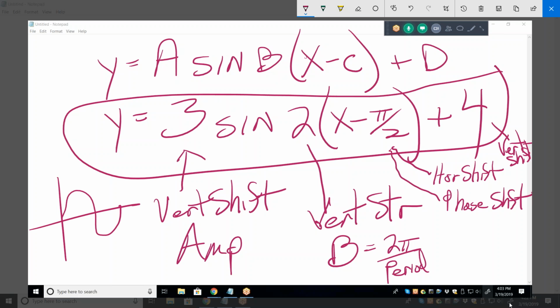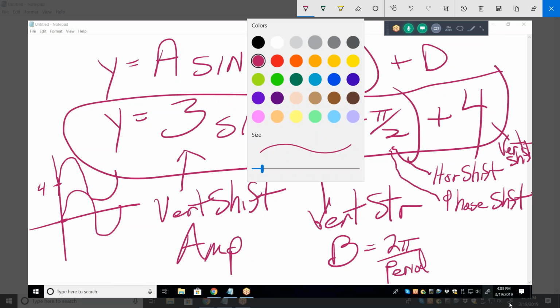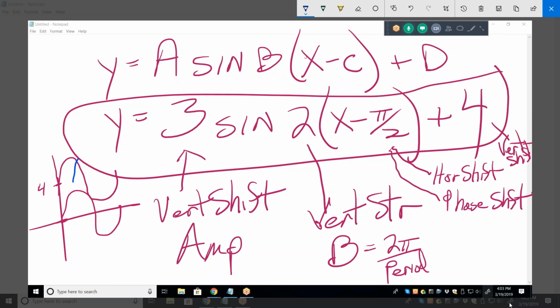In other words, if I indeed had this exact formula, the first thing I'm going to do is shift it up 4 units, right? Right now, that's at 0. Well, let's move it up to here at 4. So now it looks like this. Then I am going to apply the phase shift of pi over 2, which means I'm going to shift it to the right by pi over 2. So now it's going to look like this. With me?